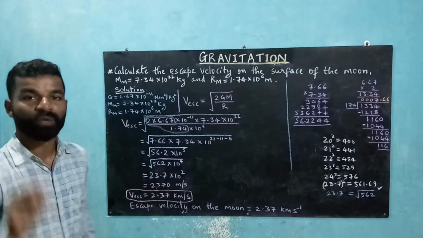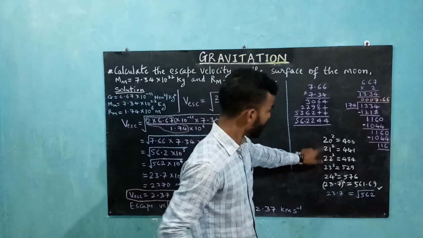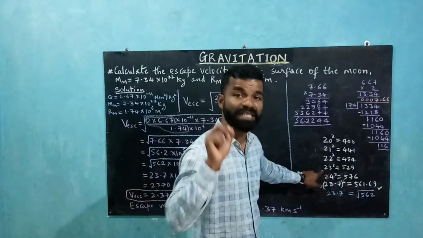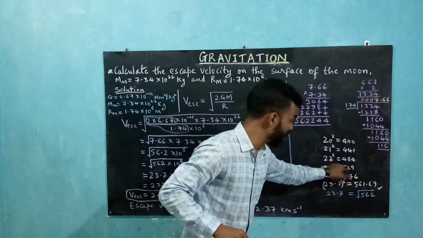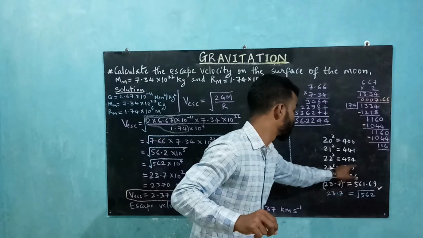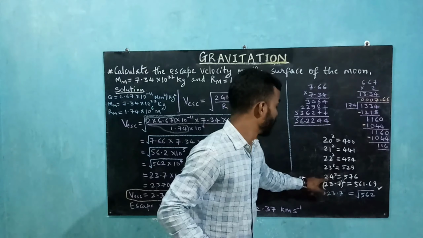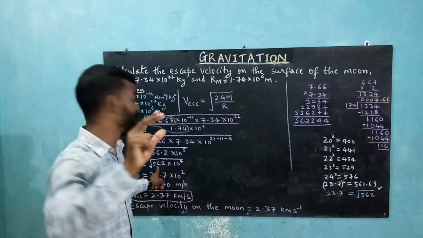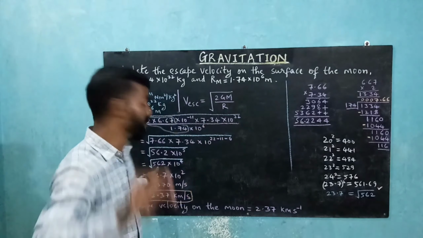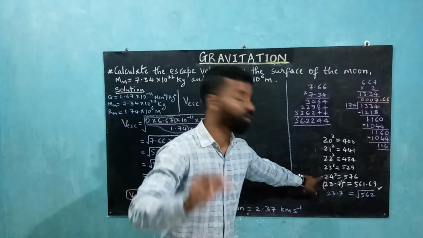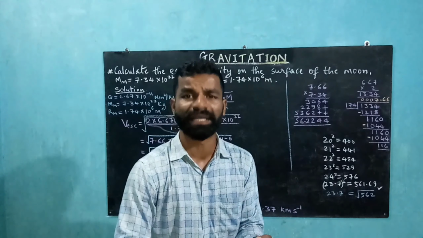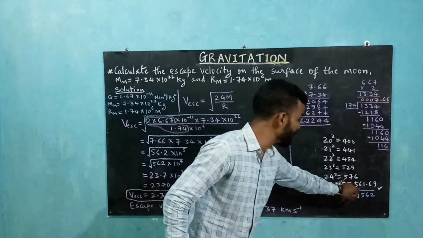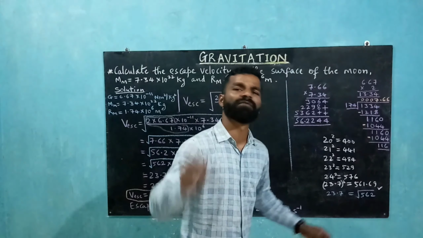Now how did you get this? 20 square is 400, 21 square is 441, 22 square is 484, 23 square is 529. When you take this square to the other side, it goes as square root. So the square root of 529 is 23. Then 24 square is 576. If you see this value, it's a little less than 576. That means the answer is a little less than 24. So you can try 23.9, 23.8, 23.7. 23.7 into 23.7 gives 561.69, which is almost equal to 562.